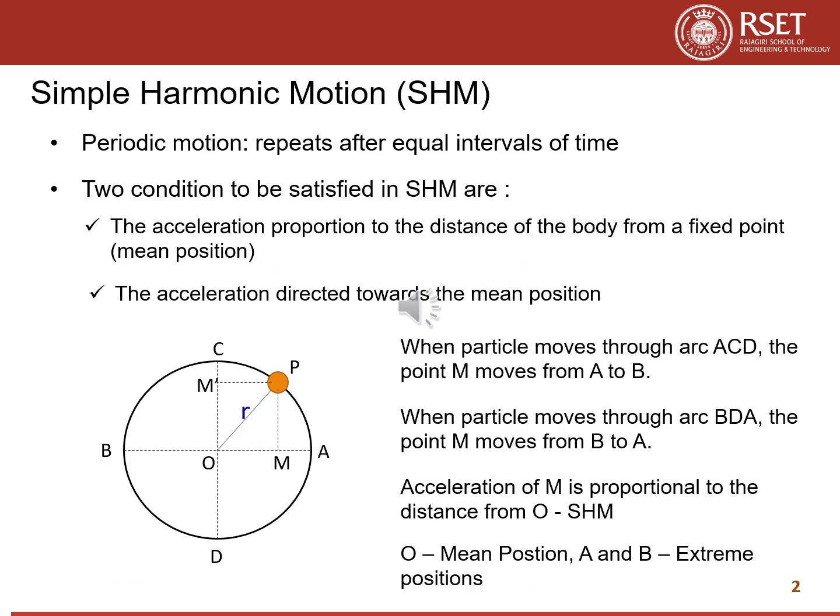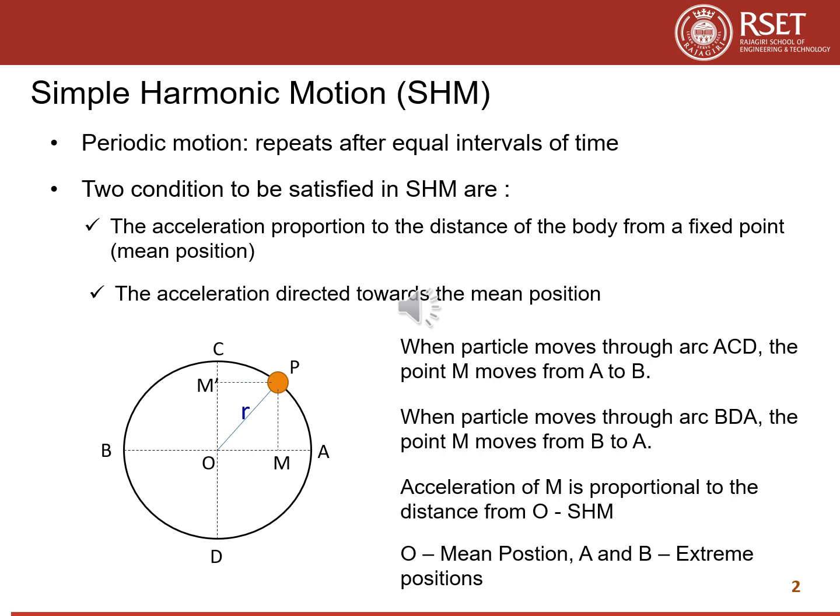Any motion which repeats after equal intervals of time is called a periodic motion. For a periodic motion to be a simple harmonic motion, it should satisfy two general conditions. First, the acceleration of the body performing periodic motion should be proportional to the distance of the body from a fixed point called the center of simple harmonic motion or mean position of the body. Second, the acceleration of the body should be directed towards the mean position.